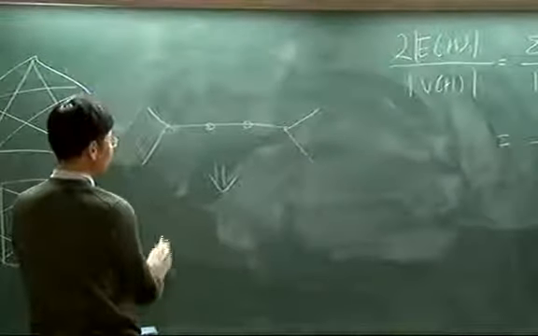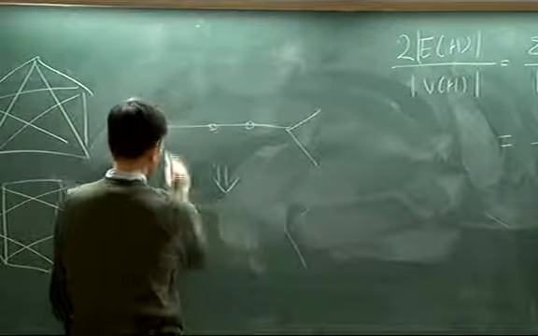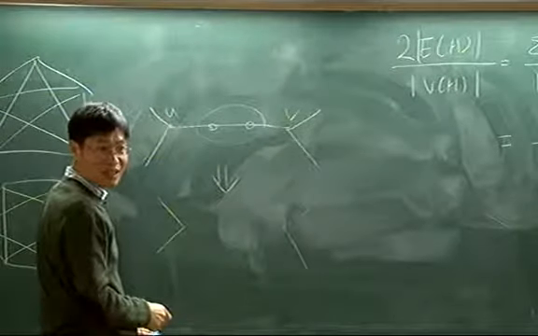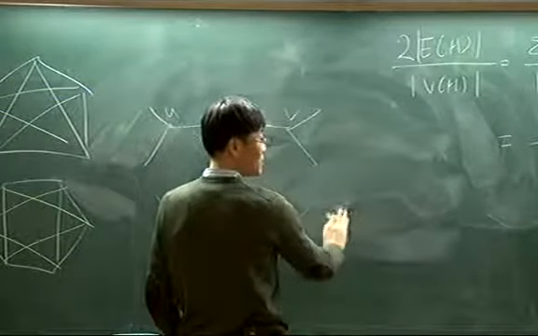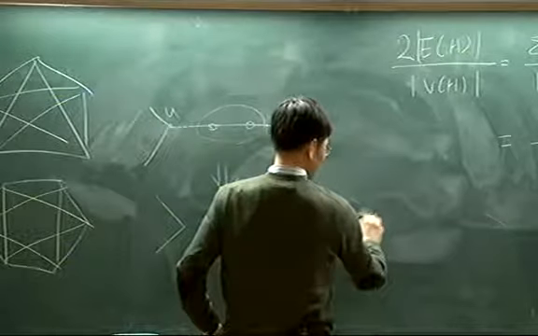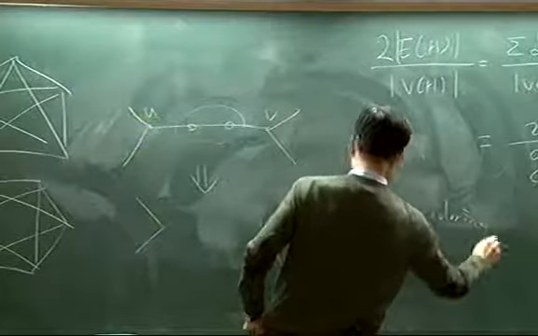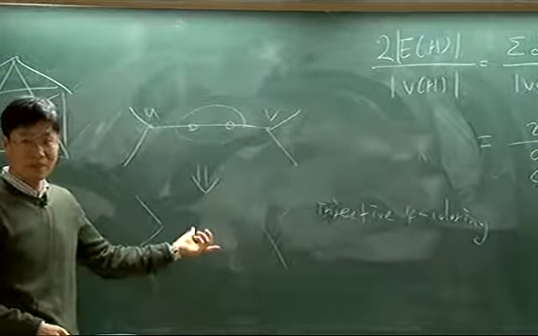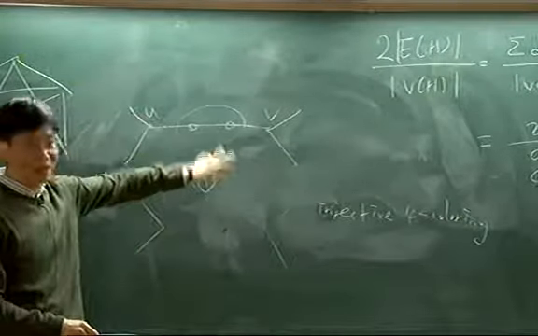So once we have this graph, then we delete this middle part. Then this has how much? The new graph has an injective 4-coloring, because this is a minimal counterexample. This graph is smaller than this, right?